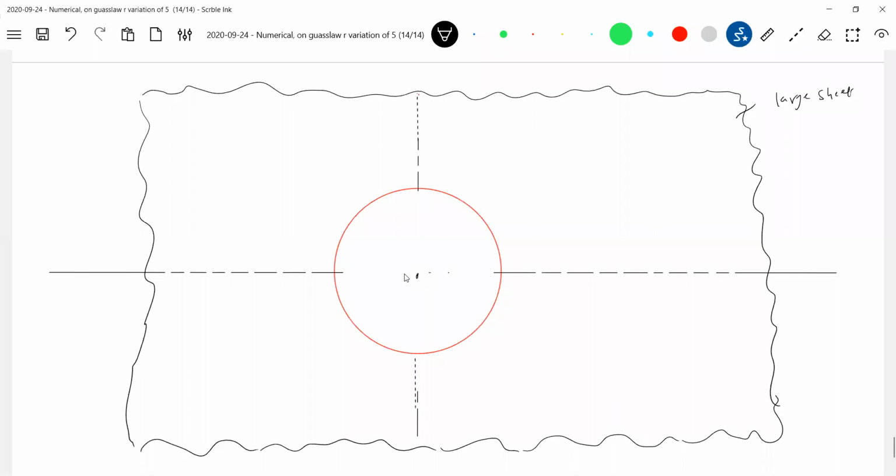So let this be the density of the sheet, sigma. This is the x-axis, this is the y-axis, and this is the origin. What is the field strength at a distance z? Find the gravitational field strength on the z-axis at a distance z.